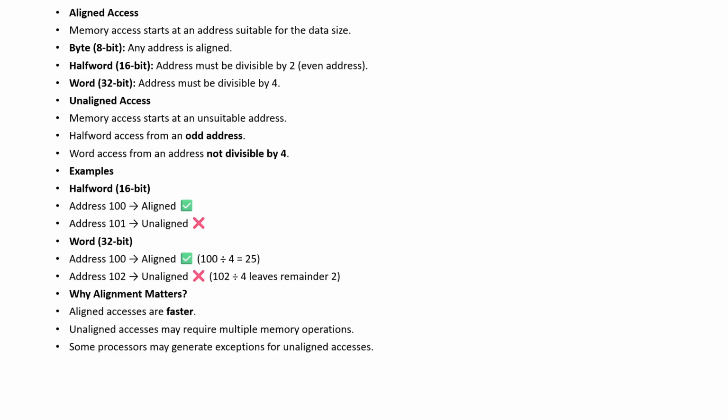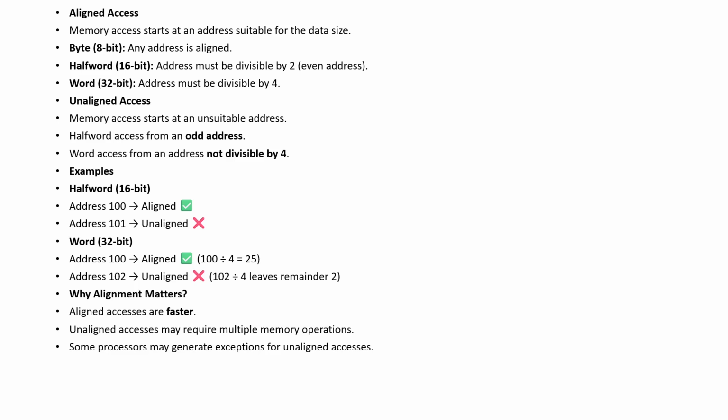If we see an example, for a half word, which is 16 bits, address 100 is aligned. As we said, a half word address must be divisible by 2. Is address 100 divisible by 2? Yes, which gives 50. So it is aligned. Now address 101 is not divisible by 2, so it is unaligned.